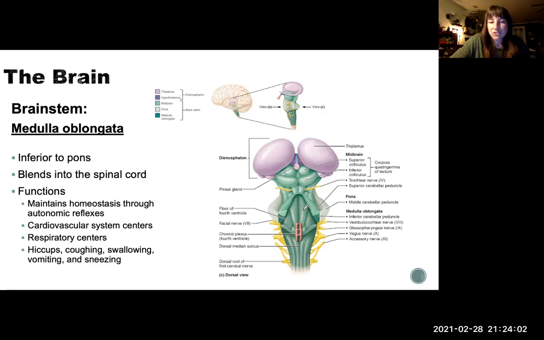This is the dark green structure here. Again, it's inferior to the pons, so we're moving down towards the spinal cord. This is a structure that is imperceptibly continuous with the spinal cord. So there's no distinct place where the medulla oblongata ends and the spinal cord begins. The medulla is heavily involved in homeostasis. So it's going to help you with your autonomic nervous system, which again is involuntary, right?